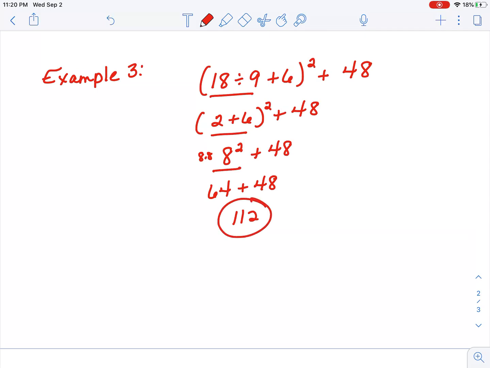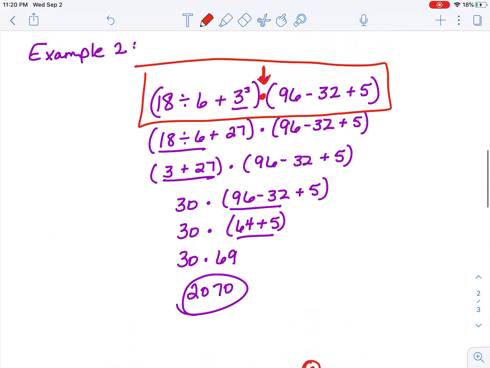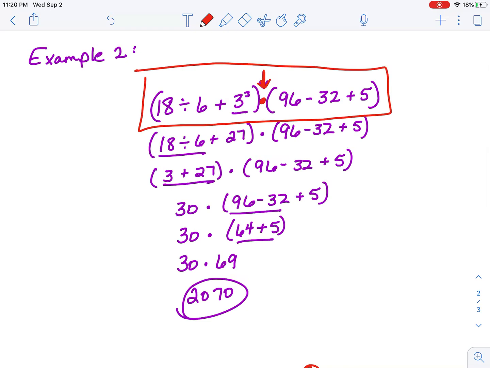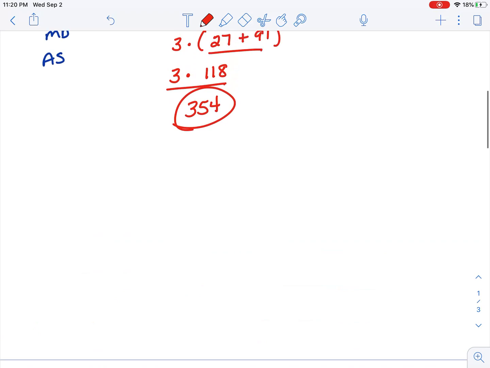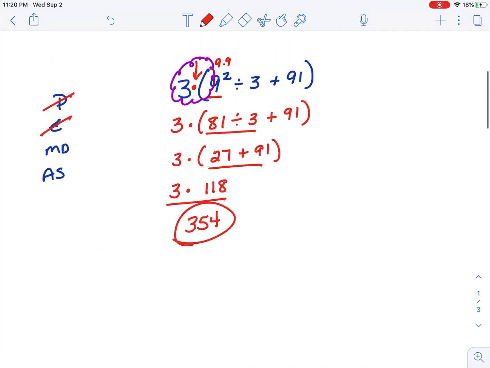And my answer is 112. So this was an example when you have the exponent outside of the parentheses. This one was an example of you have two parentheses side by side, which means to multiply. And you take care of the parentheses to the left first and then to the right second. And then this one, again, this side by side means to multiply.